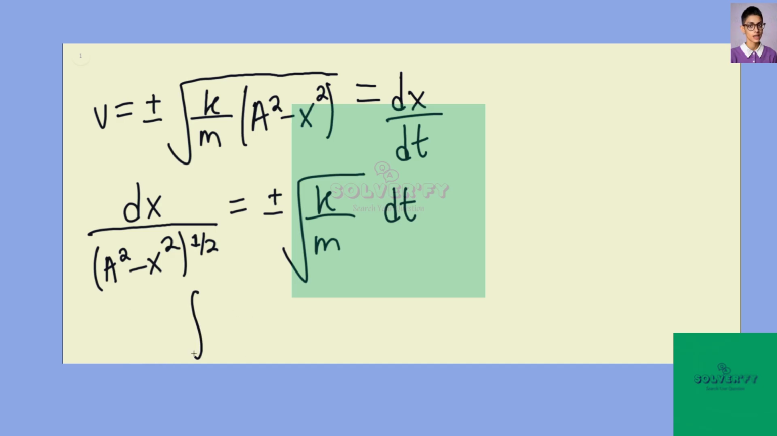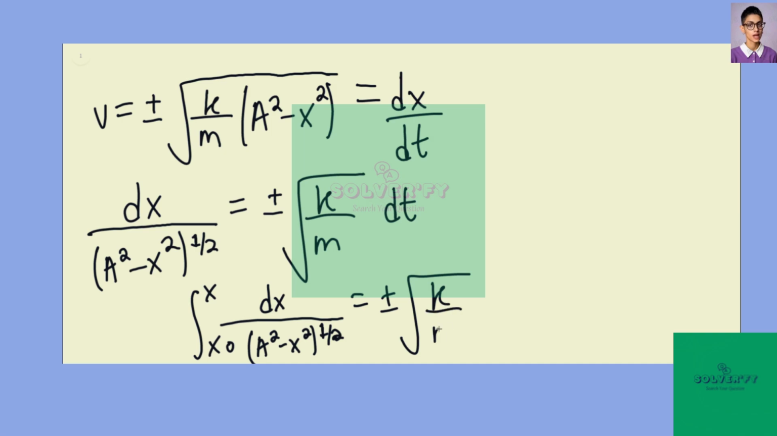to x of dx over (a squared minus x squared) to the 1/2 power is going to equal plus or minus the square root of the spring constant divided by the mass times the integral from 0 to t of dt.